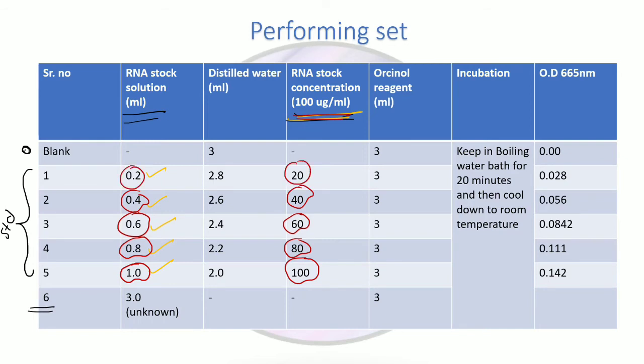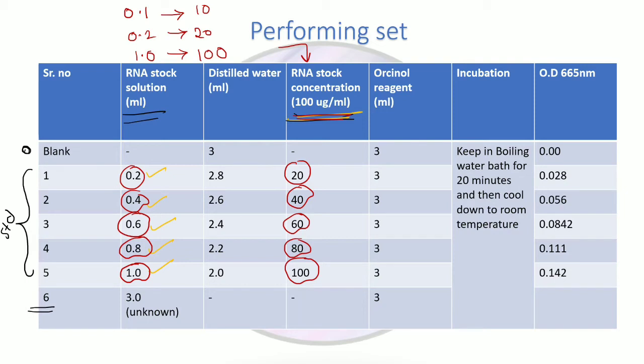If you want to take 10 test tubes, for example 0.1, 0.2, 0.3, 0.4, 0.5 up to 1.0, you can take like that. For that the concentration will be like this. For example, if you have taken 0.1, the concentration of RNA will be 10. For 0.2 the concentration will be 20, and when you reach 1.0 the concentration will be 100, because we have taken the standard concentration. So you have prepared the standard tubes.